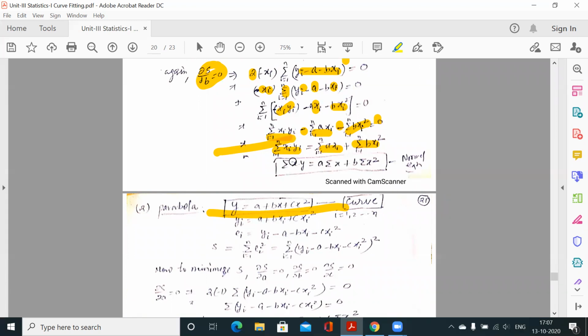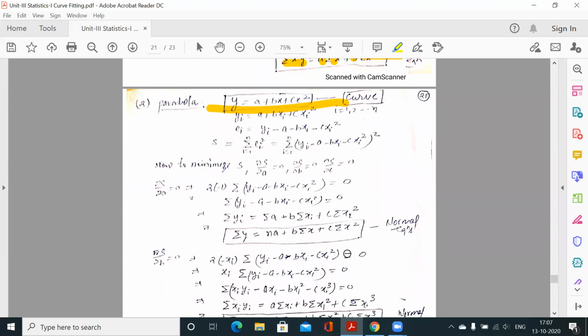Now we are writing this in general form, so summation xy is equal to a summation x, because this a is constant with respect to n, and this is b summation x square. This is the second normal equation. So this is the process. In every case we have to repeat this concept. Now this is the parabola equation, second order equation.